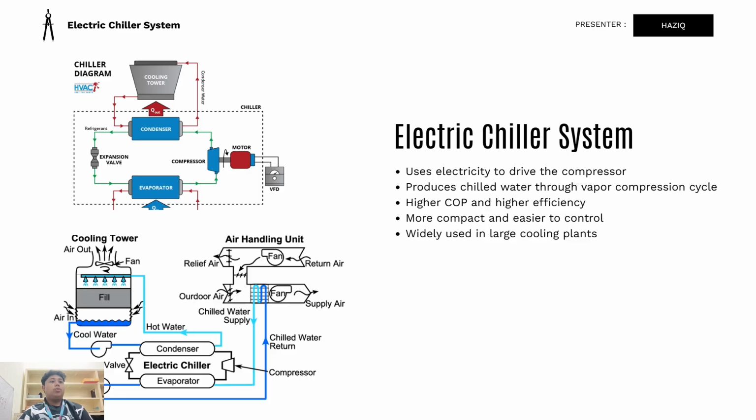Electric chillers are easier to control, more compact in size, and commonly used for larger scale cooling applications. However, they depend heavily on electricity supply and may contribute to higher power consumption if not properly managed.